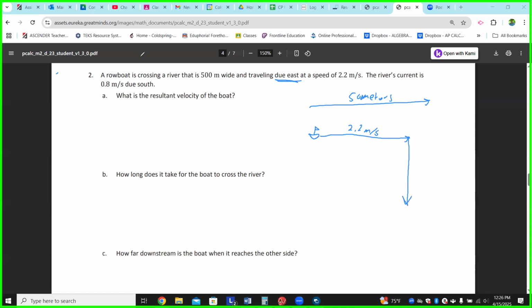Then it says the river's current is due south. So again, we see that word due. So that means it's going to be a direct 90-degree angle. So we don't have to worry about these changes.